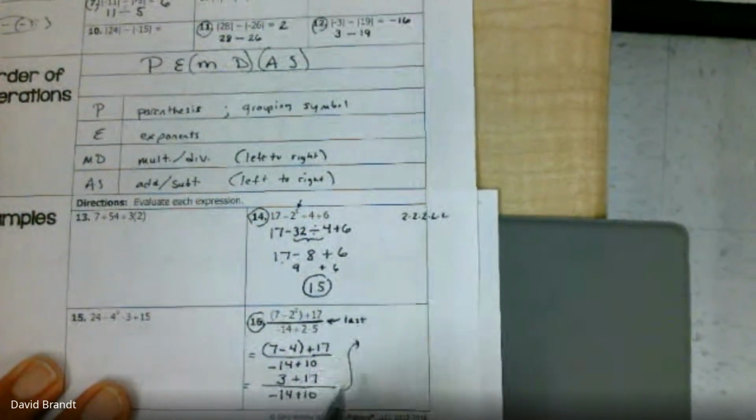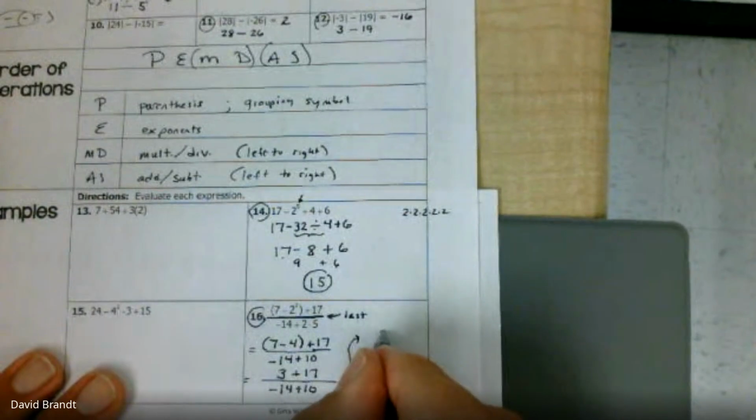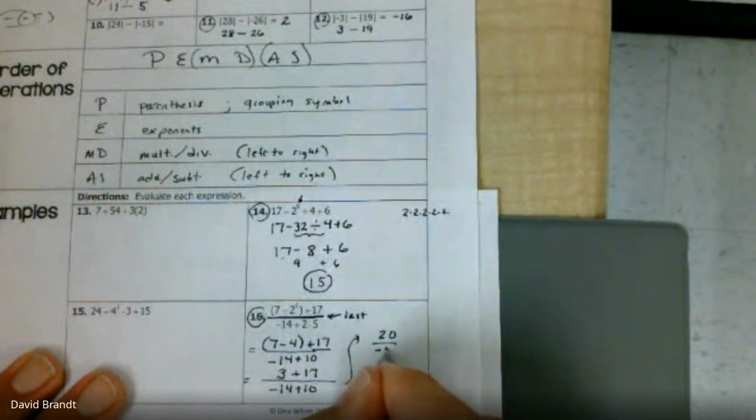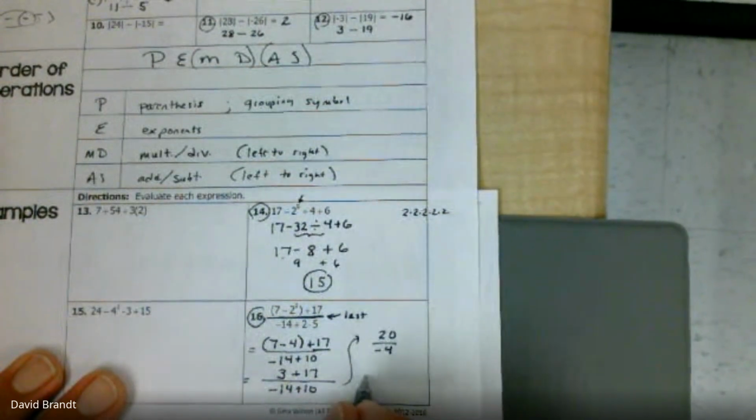All right, let's see. 3 plus 17, that's 20. Negative 14 plus 10, that's negative 4. 20 divided by negative 4 is negative 5.